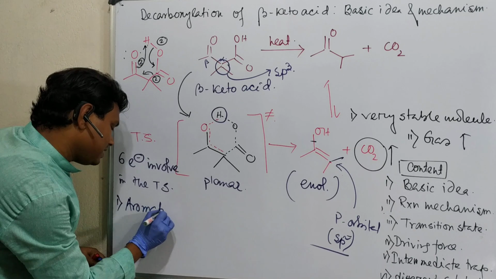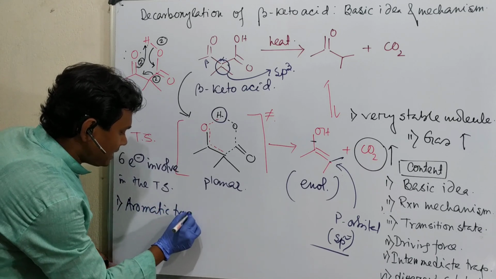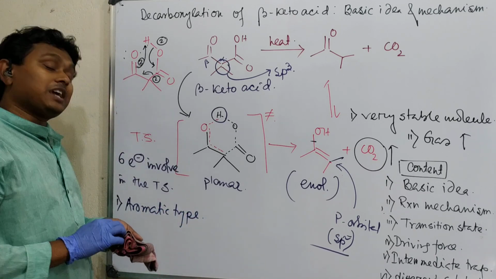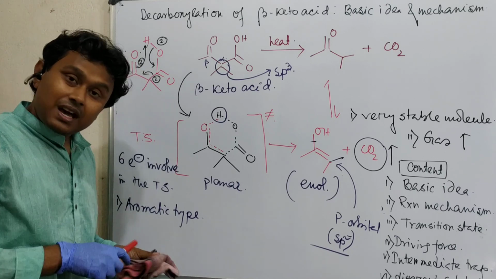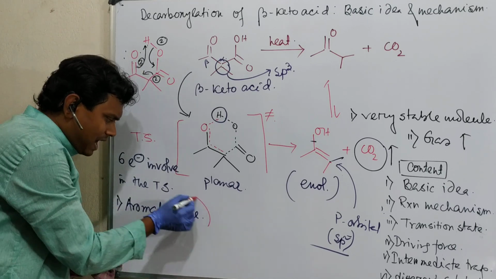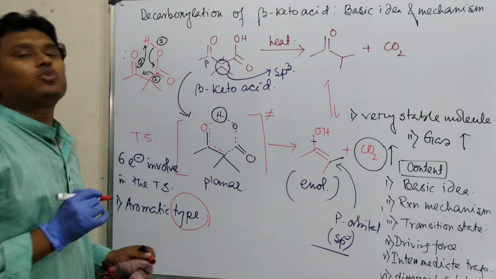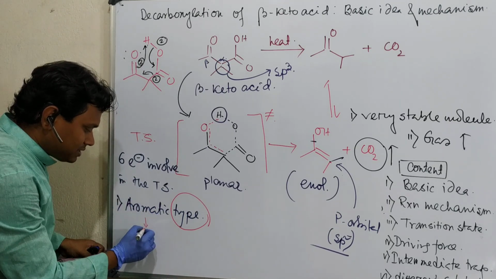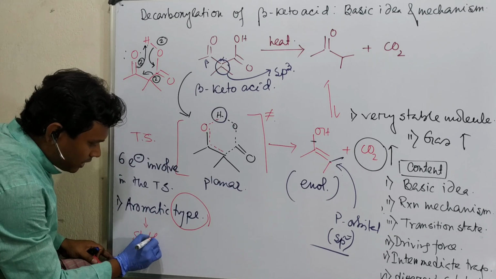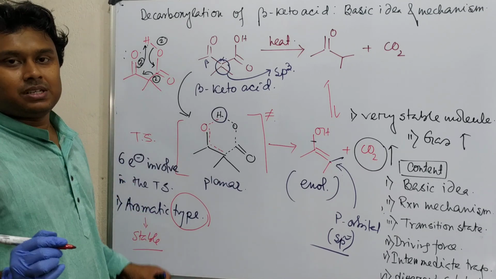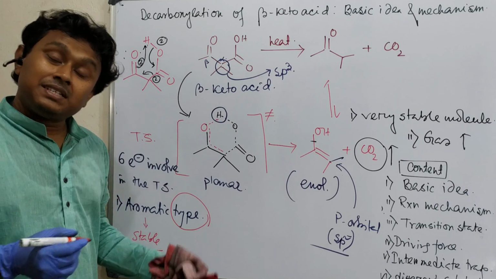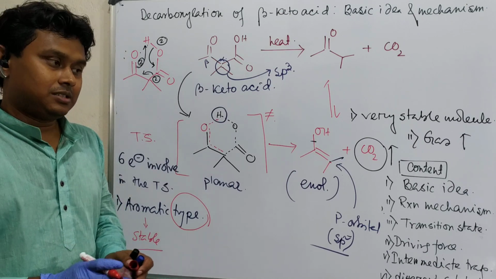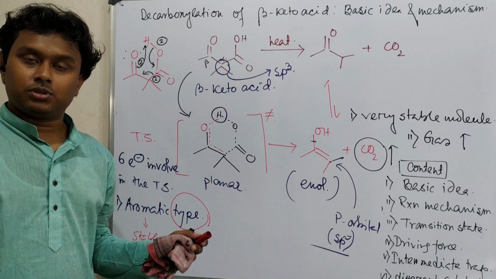Why am I saying aromatic? Why am I using this word type? Because all the criteria are not fulfilled, but some are fulfilled. And why am I using the word aromatic? Because aromaticity means stability, and here the TS is stable. But do I mean that it is stable like benzene? No, never. Because benzene is extremely stable.